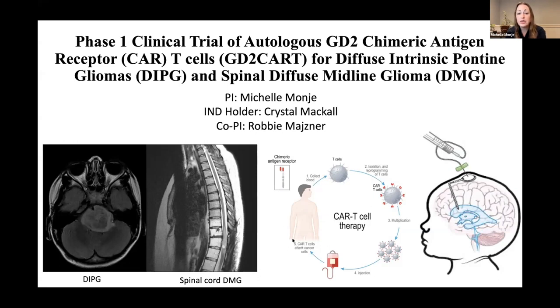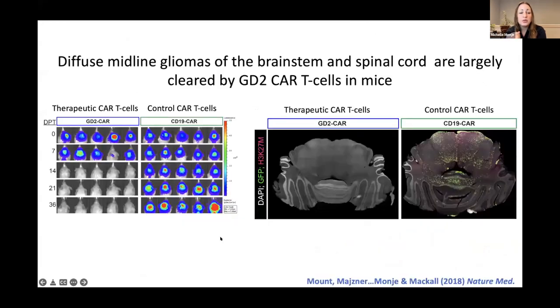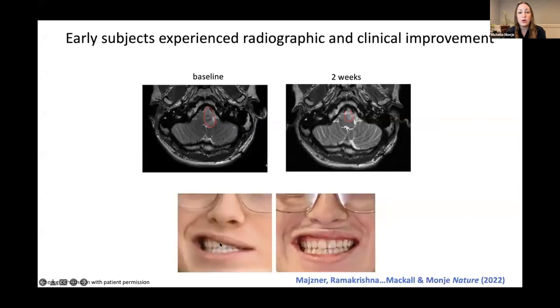We started initially by giving it intravenously, and then later by giving repeated doses directly into the central nervous system, into the ventricular system. And this was based on preliminary preclinical data from my laboratory in collaboration with Crystal Mackall's laboratory, showing that this particular kind of cancer has an antigen called GD2 on its surface, and we can successfully target that with GD2-targeting chimeric antigen receptor T cells that clear the tumor in mice bearing tumors, either in their brainstem or in their spinal cord.